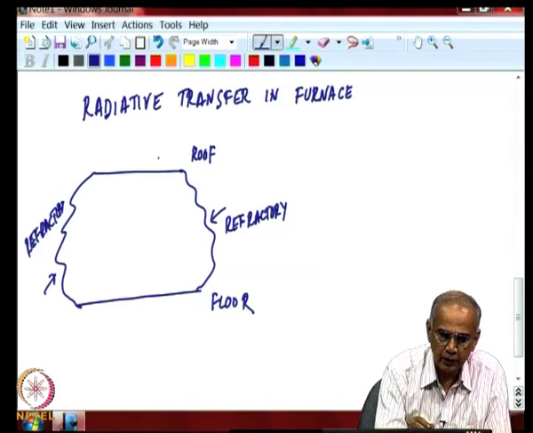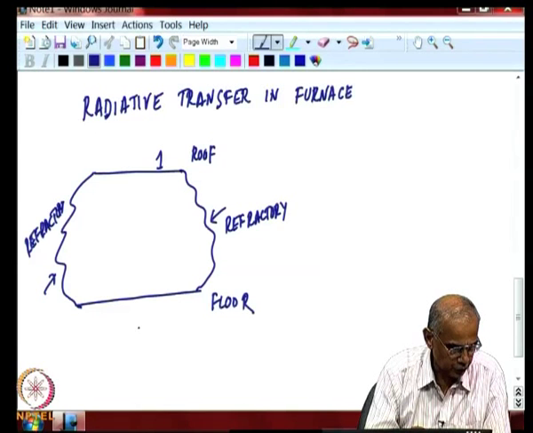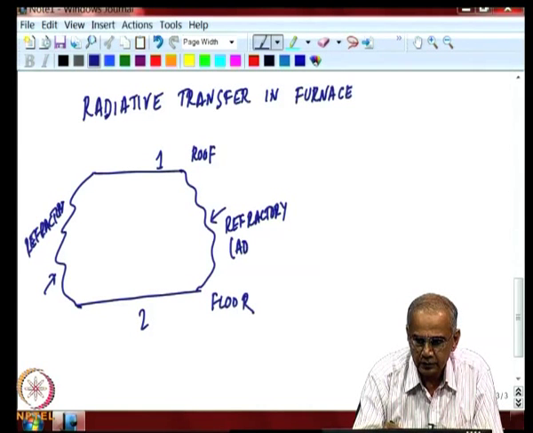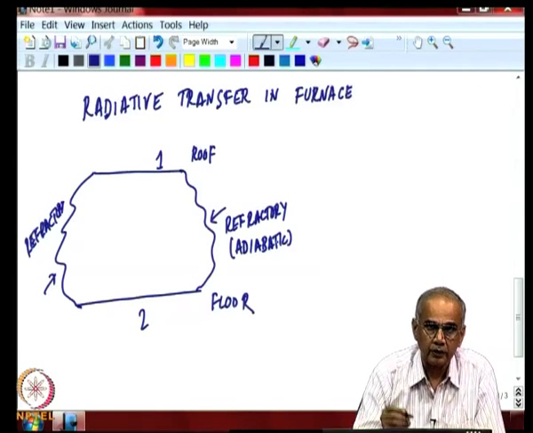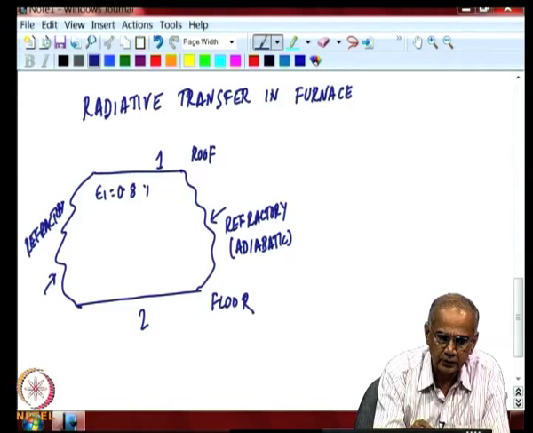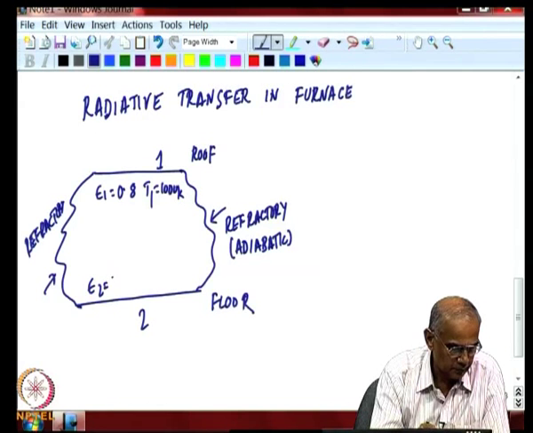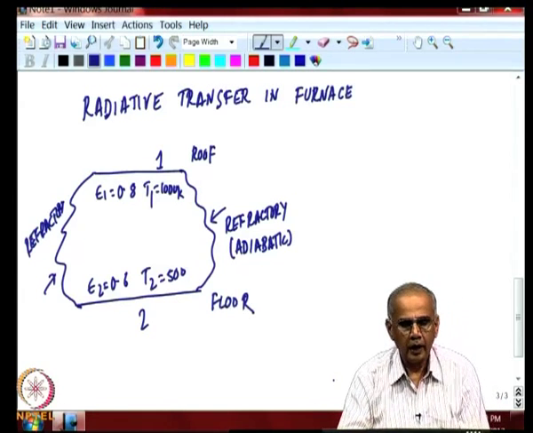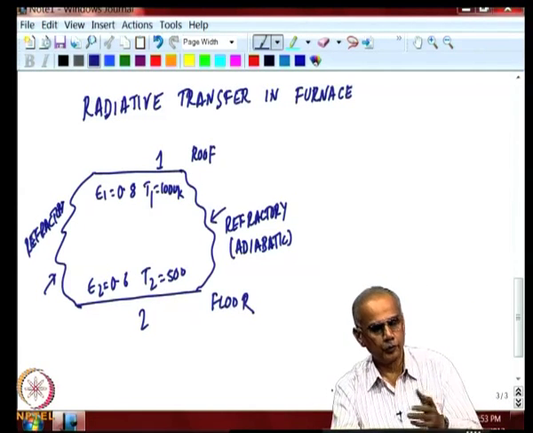Suppose you call the roof as surface 1, floor as surface 2, and the side walls refractory as surface 3. And generally we assume that these are insulating, so adiabatic surfaces. No heat is transferred through the surface, or heat leakage is small. Let us take an example where emissivity of this is 0.8. Let us say temperature, just an example, 1000 Kelvin. Surface 2 emissivity is 0.6, temperature is 500. And you want to know the rate at which heat is transferred from the roof to the floor.